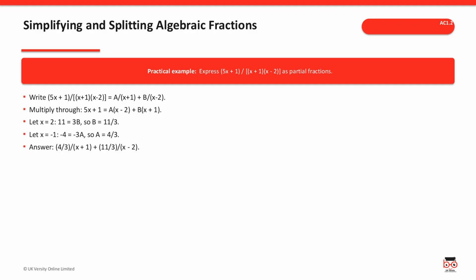Let's express (5x + 1) over (x + 1)(x − 2) as a over (x + 1) plus b over (x − 2). Multiplying through gives 5x + 1 equals a(x − 2) + b(x + 1). Letting x equal 2 gives 11 equals 3b, so b is 11/3. And letting x equal −1 gives −4 equals −3a, so a is 4/3.